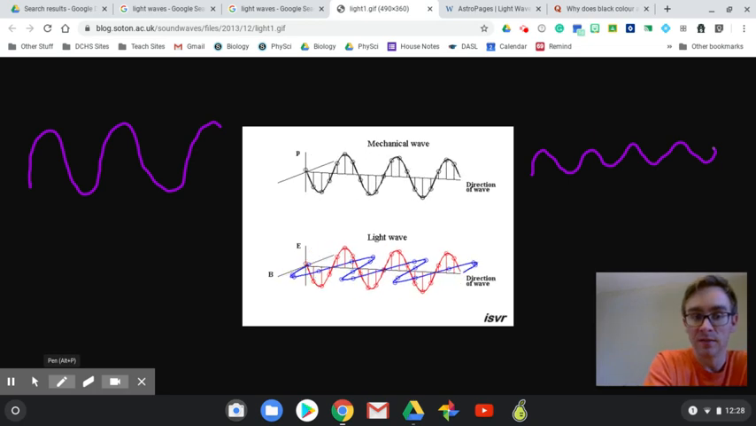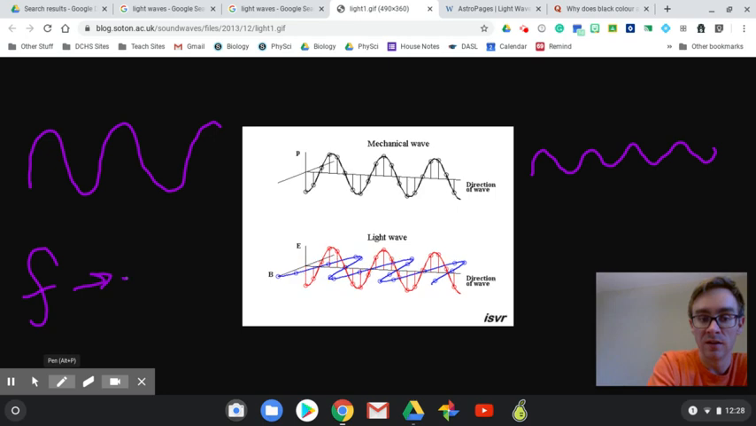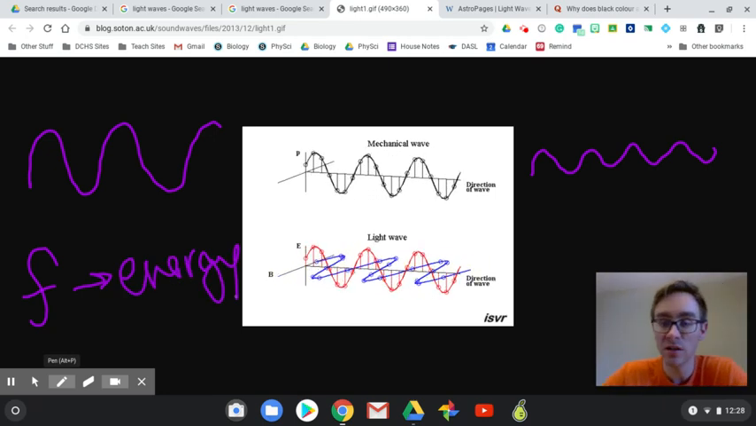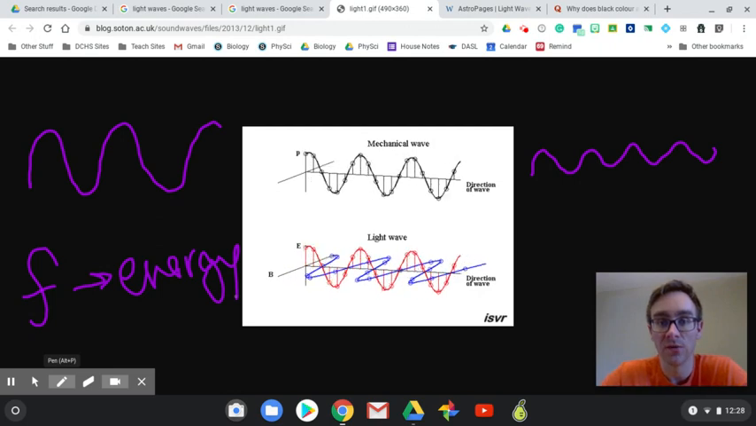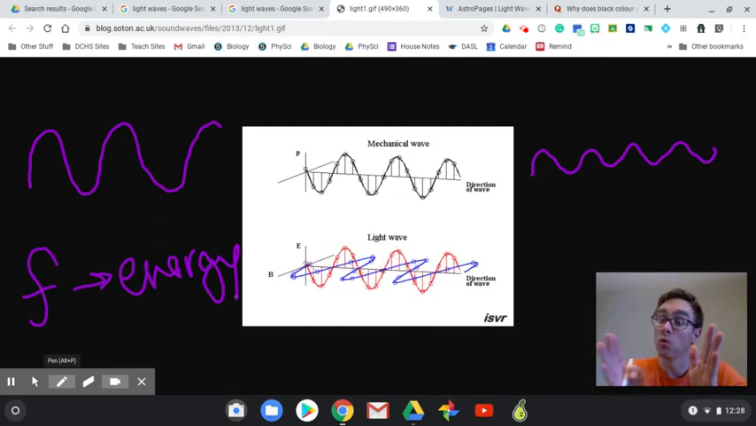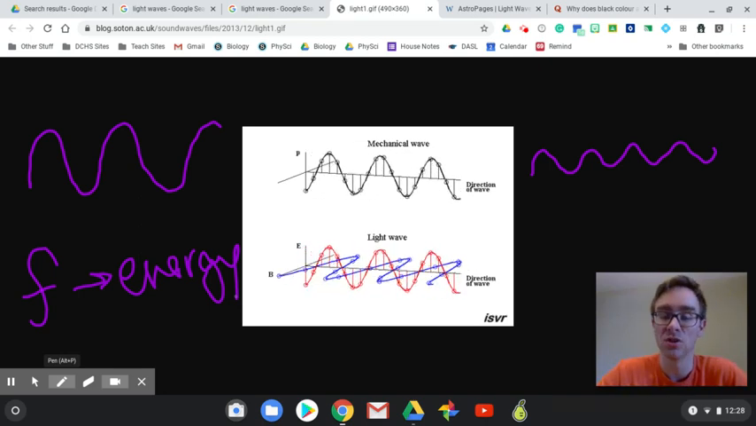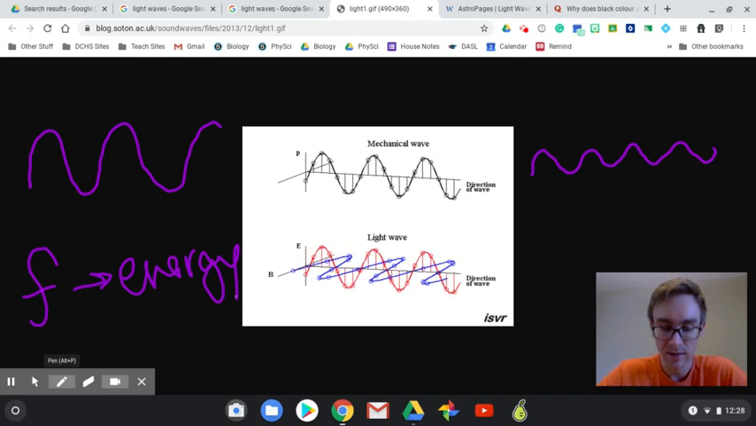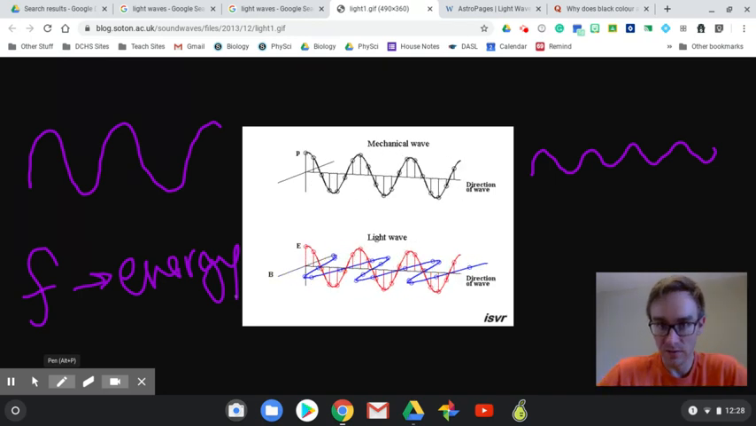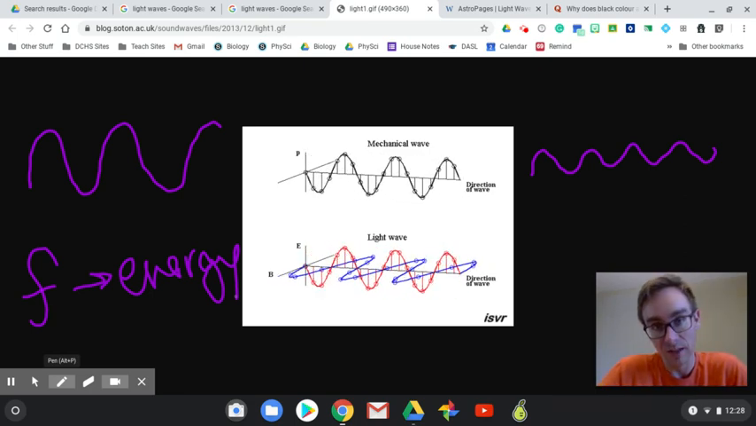So the frequency is going to determine the energy of the wave. Waves that have more energy have a higher frequency, and vice versa. Waves that have a very short wavelength also have higher energy because of that inverse relationship between frequency and wavelength. Now there are all kinds of electromagnetic waves in the universe, and we'll be talking about those when we talk about the electromagnetic spectrum.